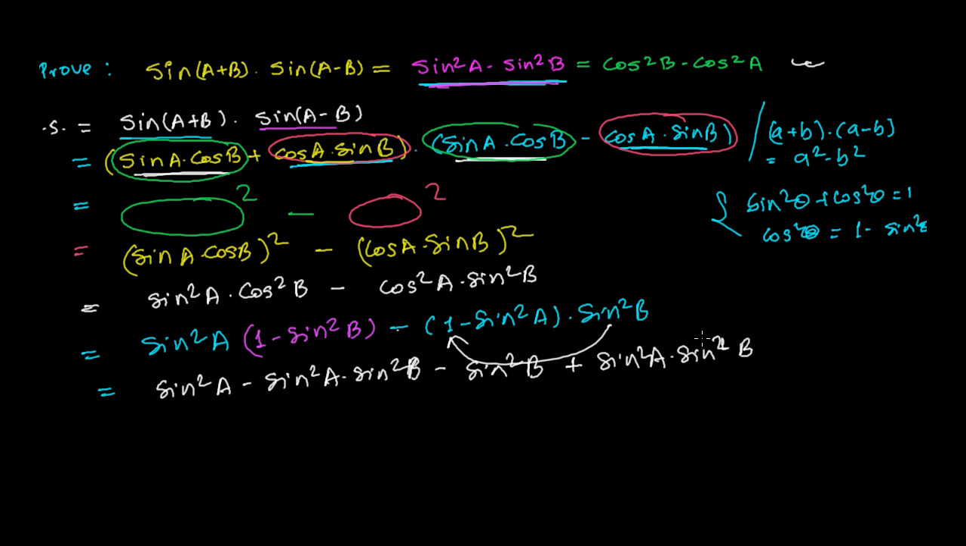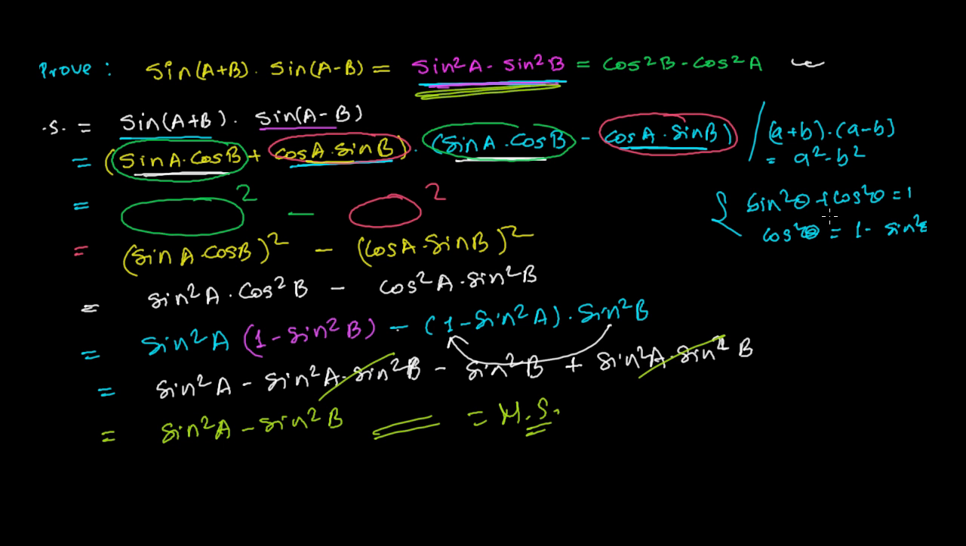All right, and now look at the whole statement once. See here, minus sine square a sine square b and plus sine square a sine square b. So I can cancel these two terms, and I will be left with sine square a minus sine square b. This is our middle side, we proved. All right, and now we need this thing into the cos square b minus sine square a.